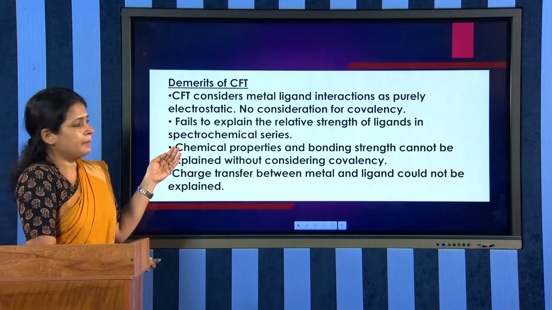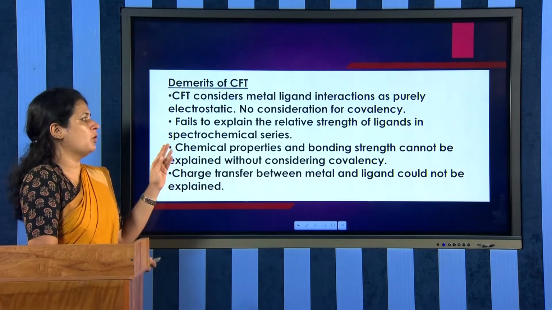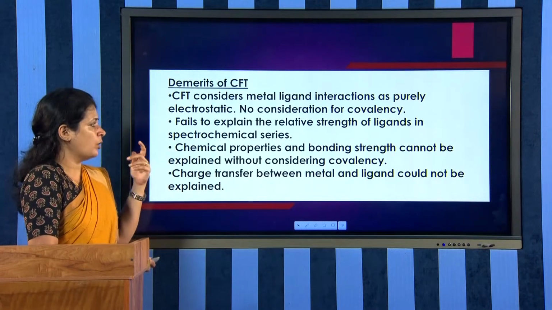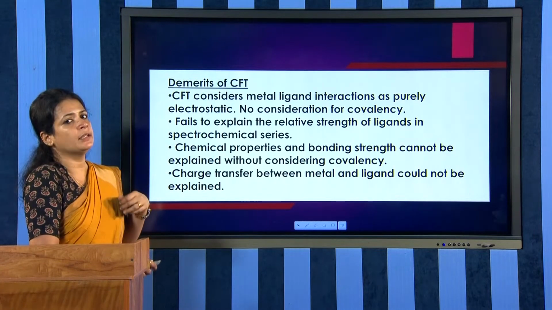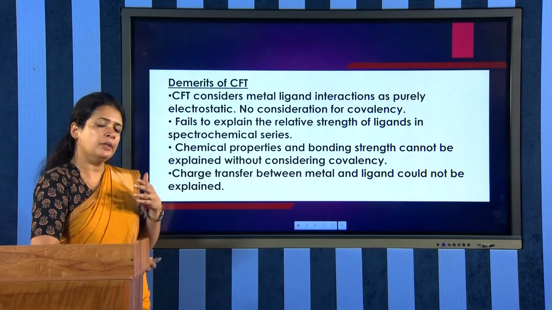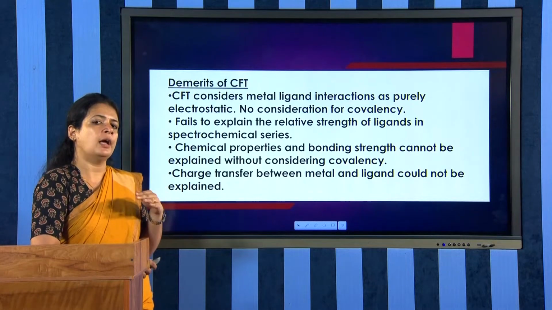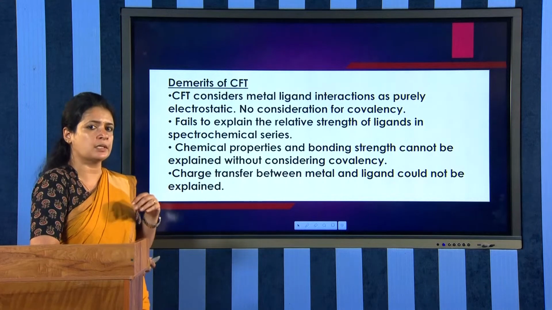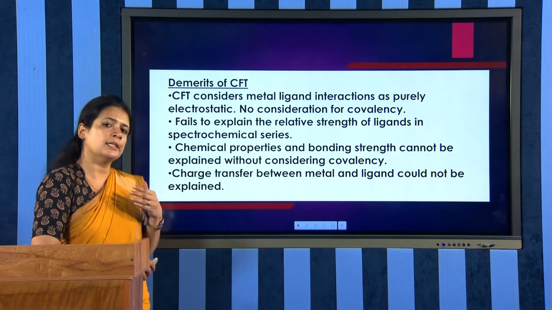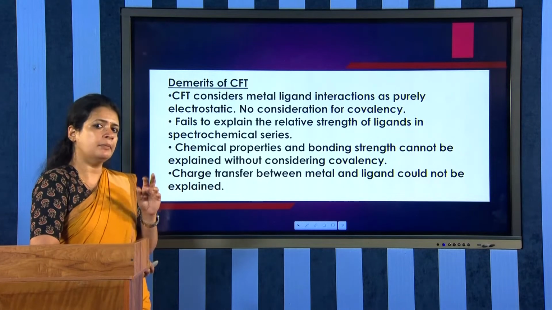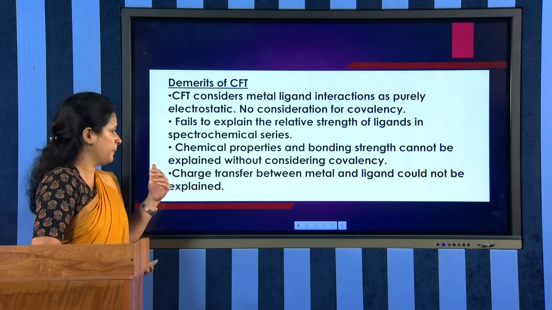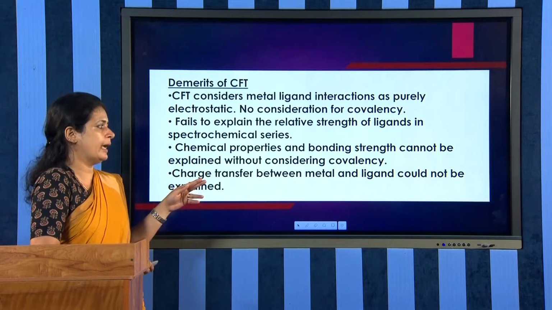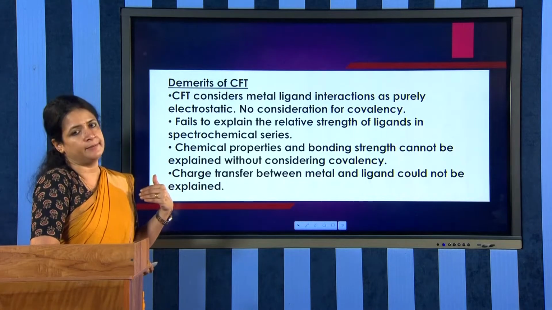Another demerit is that the chemical properties of the complexes and the strength of the bond cannot be explained without considering the covalency. It was found that with the help of covalency only can we actually explain the bond strength and the different chemical properties of these complexes. Since the crystal field theory is not considering covalency at all, this is the main demerit as far as CFT is concerned. And the last is that the charge transfer between the metal and ligand could not be explained by the crystal field theory.